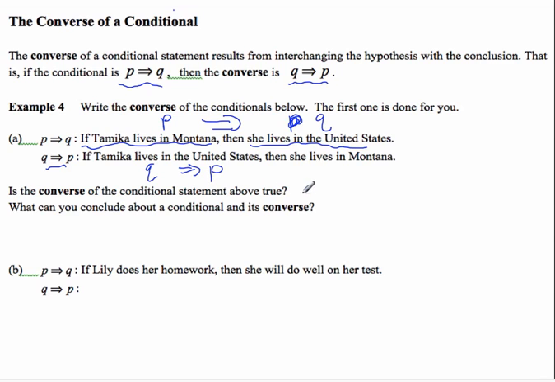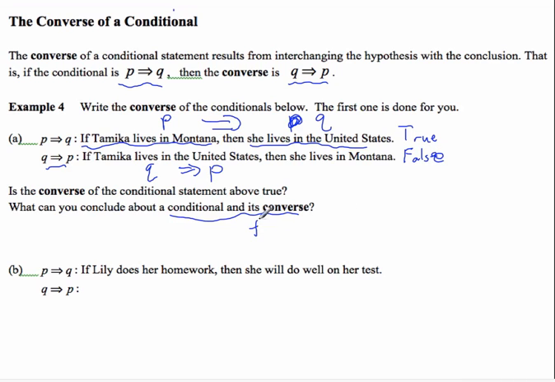If you look at the converse of the statement above, it is definitely false. If Tamika lives in the United States, she doesn't necessarily live in Montana. But the original statement, the original implication, is true. If Tamika lives in Montana, then she lives in the United States. So that one's true. Alright, so what can you conclude about a conditional and its converse?